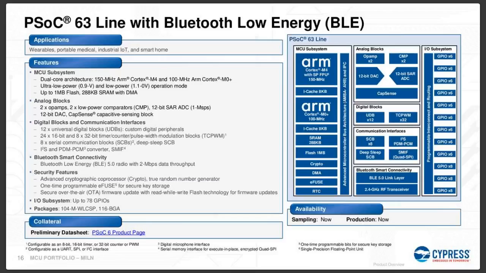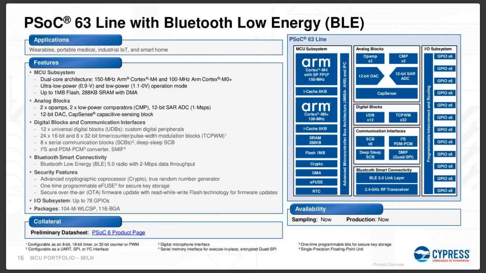The digital blocks, you can see where it says TCPWM. In the PSoC 6, you have 32 of those. There's a lot of timers, counters, or PWMs in this particular part. To the left of that, you can see that it has 12 UDBs. So that gives you a lot of flexibility in this part in terms of implementing logic, that may be unique logic that you might have, but it gives you 12 of those.